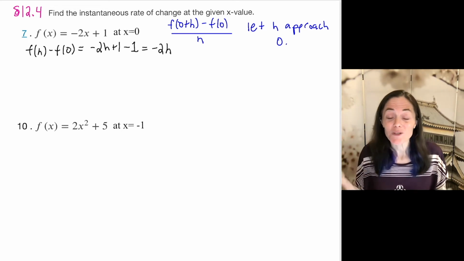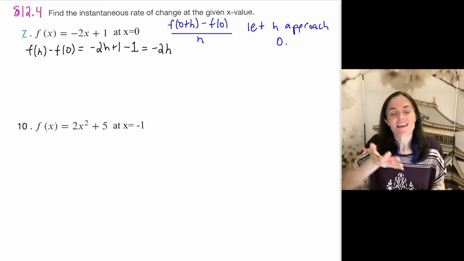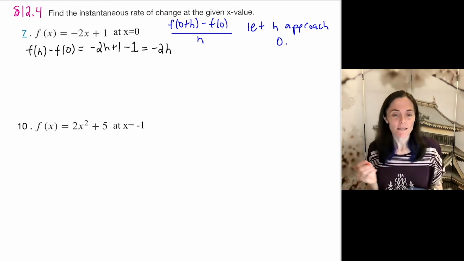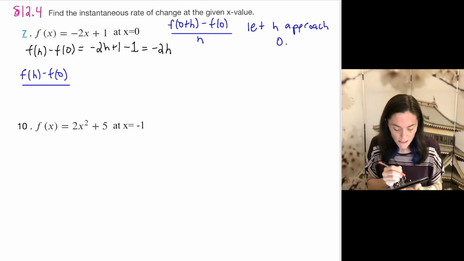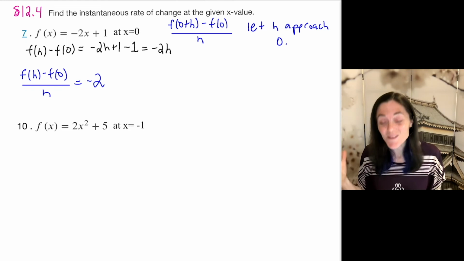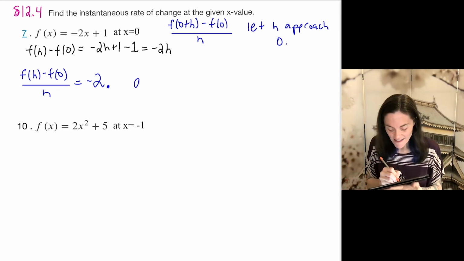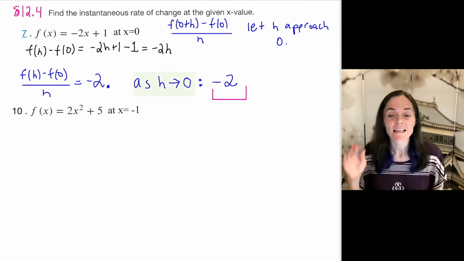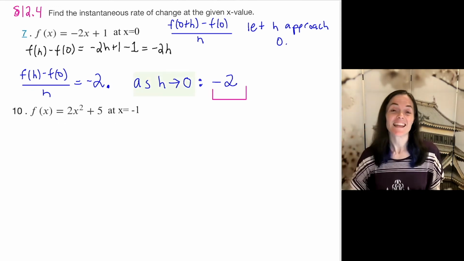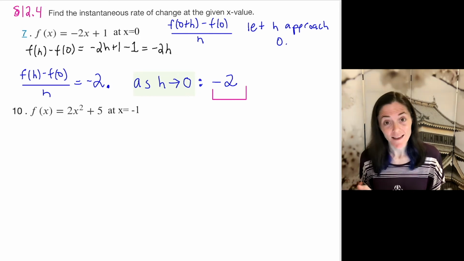This one, we don't have too much algebra to simplify. F of h minus f of 0 is minus 2h. So let's jump into the difference quotient. F of h minus f of 0 over h. This is just negative 2. It's the slope of the line, as we would expect. As h approaches 0, well, there's no h in this expression. We just get negative 2. So this is our answer. Negative 2 is the instantaneous rate of change here in number 7.